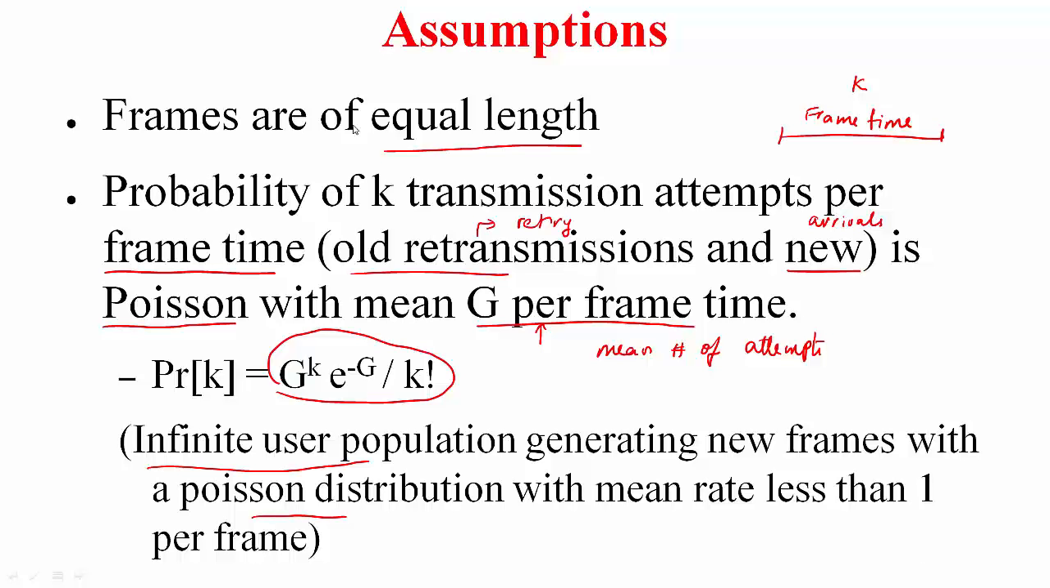So what's happening here? Basically, there are infinite users generating new arrivals with a Poisson distribution of rate less than 1. And now as part of this protocol, they are going to attempt transmission. Some will suffer collision, some are new attempts. The old retransmissions as well as new arrivals combined, the number of attempts you are making per frame time, is also Poisson with this particular rate. This g is a variable that is given to you.